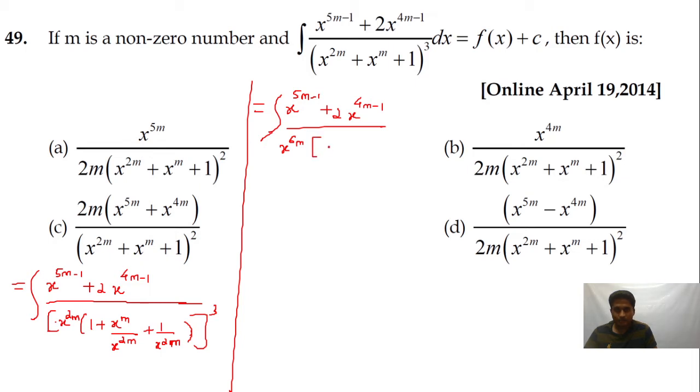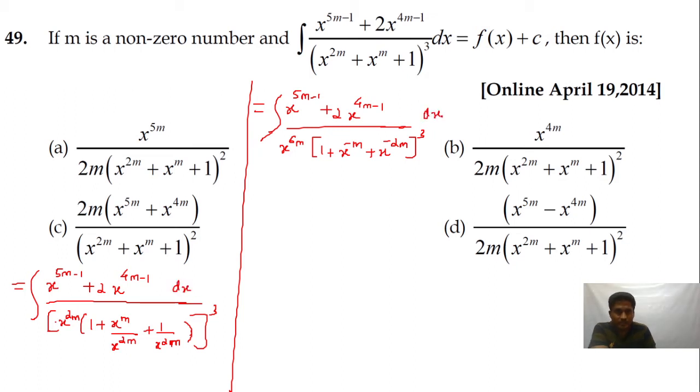Into 1 plus x to the power of minus m plus x to the power of minus 2m, and then this is whole cube. Okay, let me write the m properly. So this is 1 plus x to the power of minus m, plus x to the power of minus 2m, and this is whole cube. This is dx.